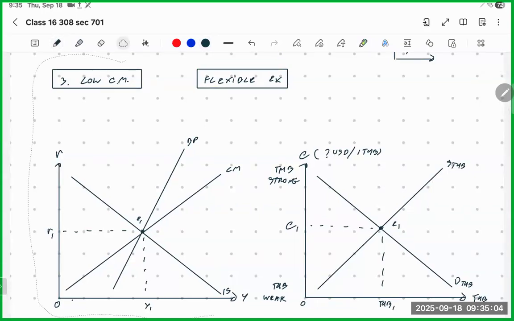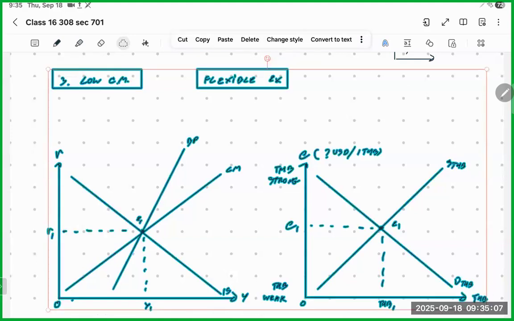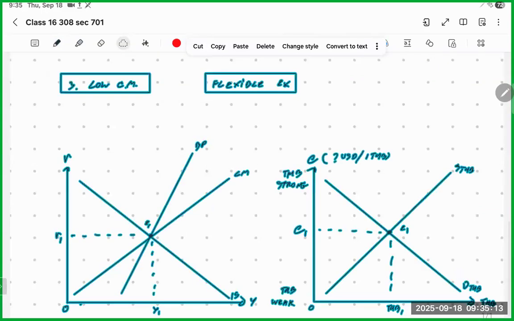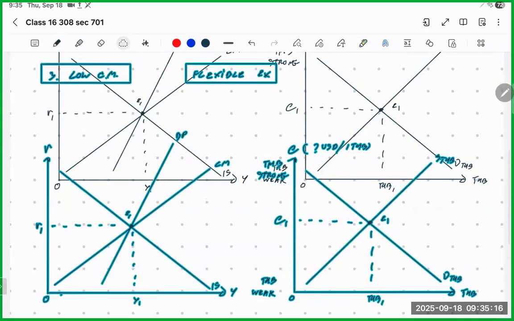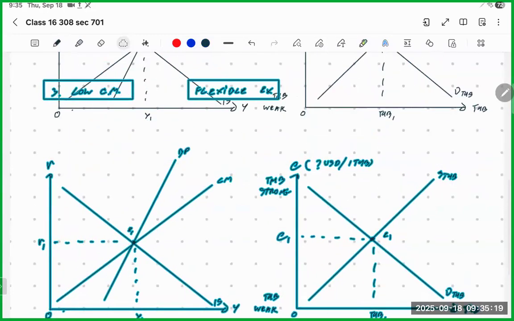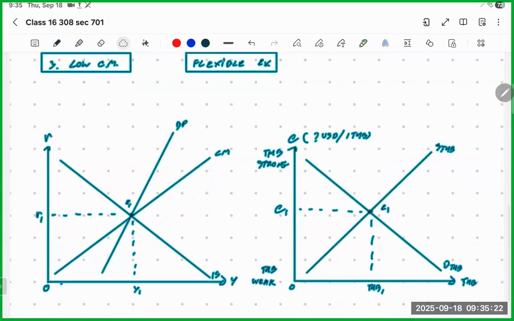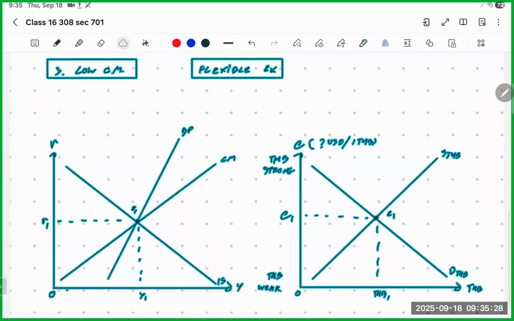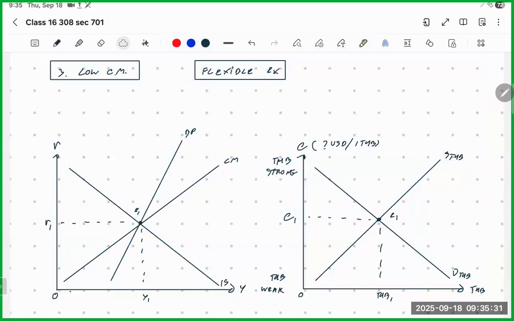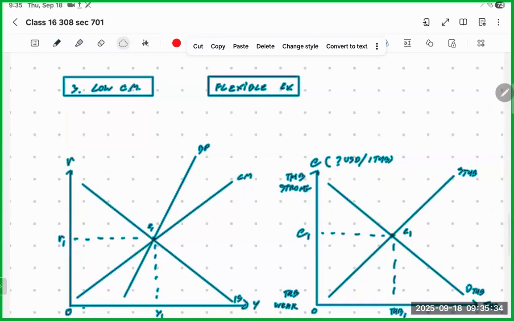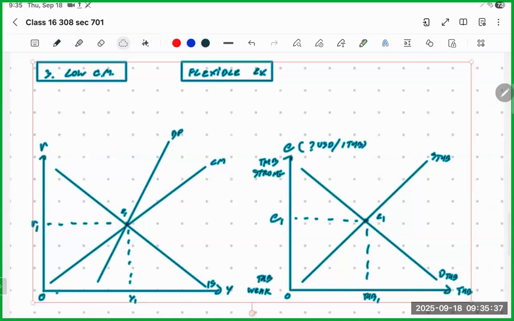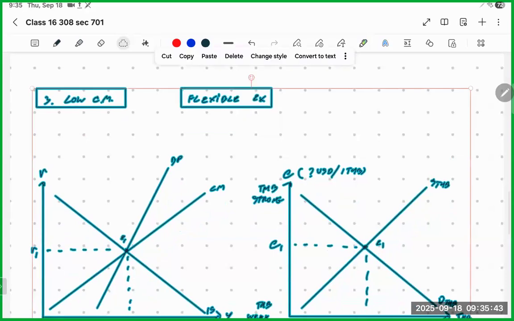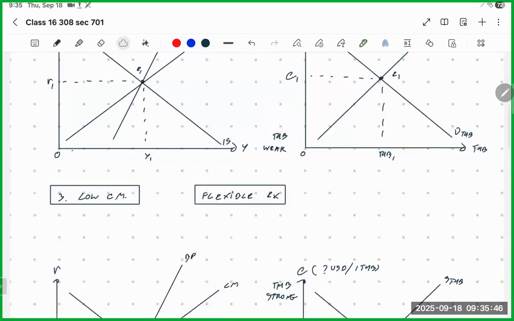I'm going to copy this one and paste it again below for the other case, and then paste it again on the other page, because we're going to have four cases in total. Starting with case number 1: the low capital mobility country with the flexible exchange rate.